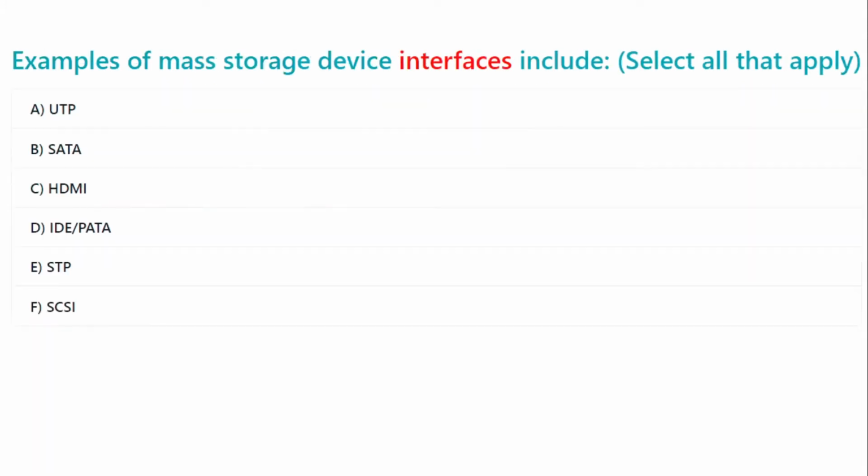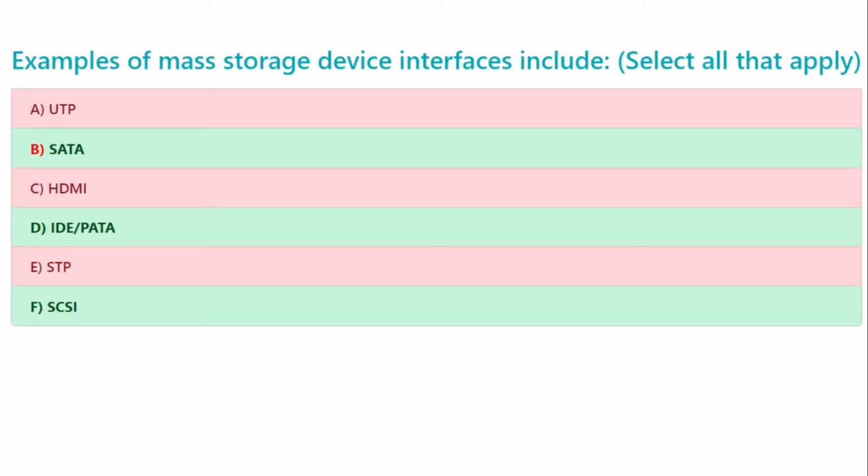Examples of mass storage device interfaces include, select all that apply. A. UTP. B. SATA. C. HDMI. D. IDE/PATA. E. STP. F. SCSI. The correct answers are B. SATA. D. IDE/PATA. F. SCSI.